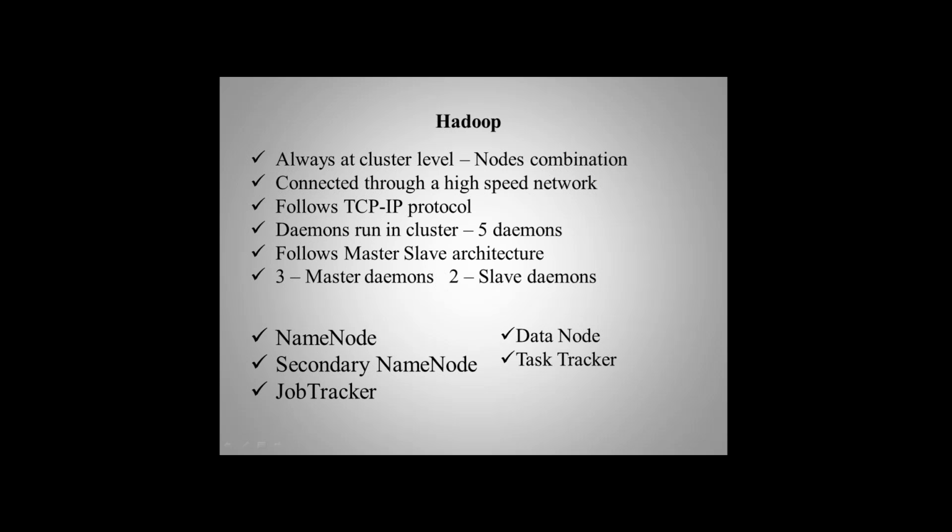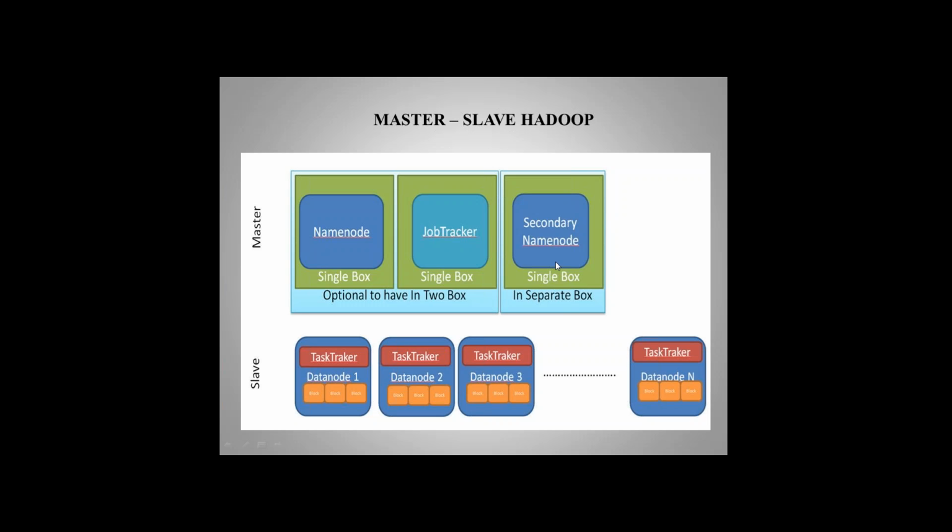So here you can see what exactly the environment looks like. The three master daemons will usually be running on three separate dedicated machines: name node, secondary name node, and job tracker. But it's optional. You can even run name node and job tracker on a single machine. But name node and secondary name node should never be run on the same machine. We'll talk about why it was made so. And on each and every slave machine, you'll have your data nodes and task trackers running together.